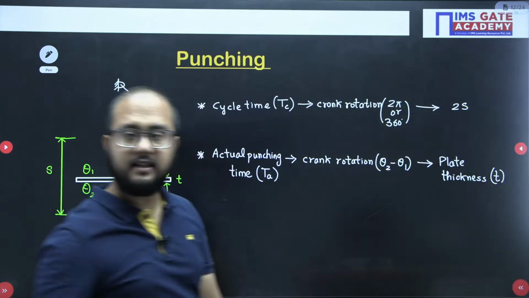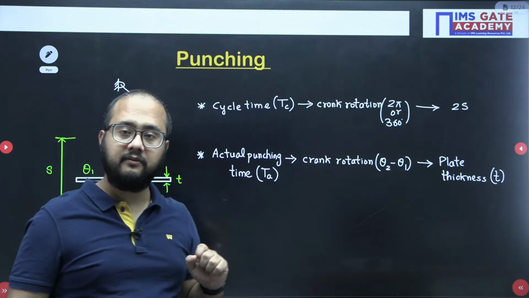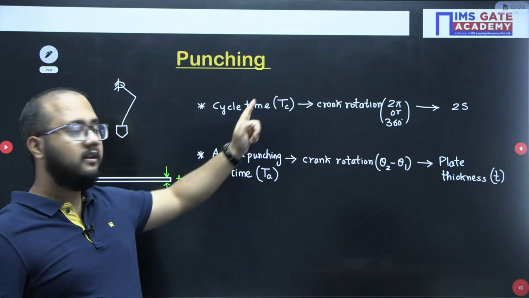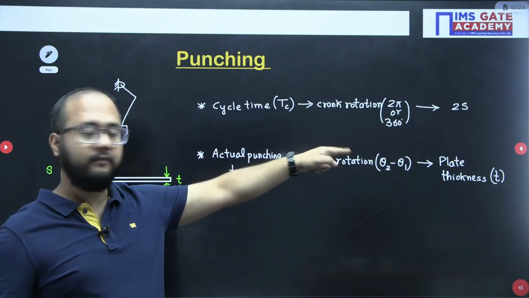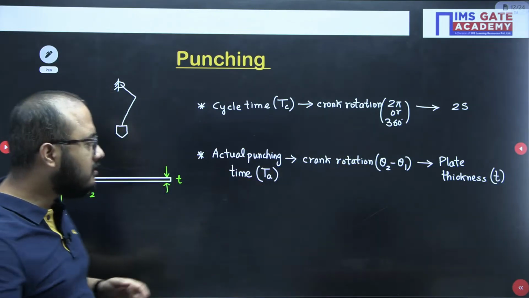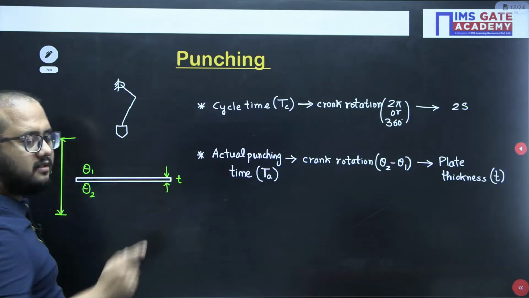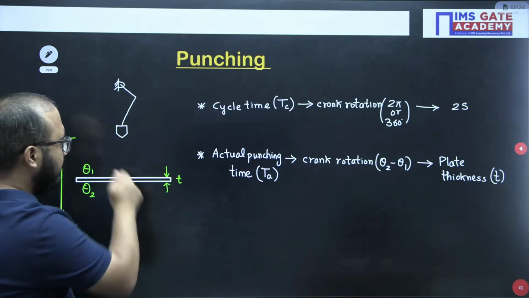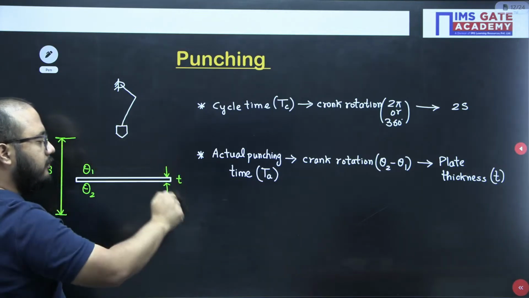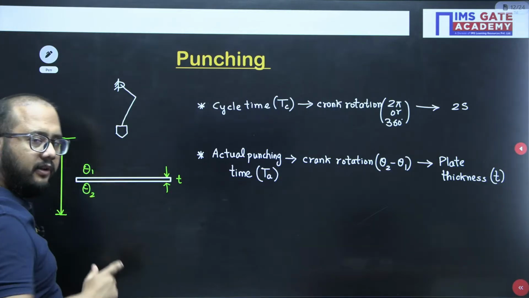Right? Plate thickness, T. So that's why you need to relate all the parameters. Very important. Cycle time, crank rotation and the stroke length. Actual punching time, crank rotation, plate thickness. Because for actual punching, the tool is going to move up to this distance, plate thickness only. Distance moved by the tool during actual punching will be plate thickness. Angle turned by the crank will be theta 2 minus theta 1.